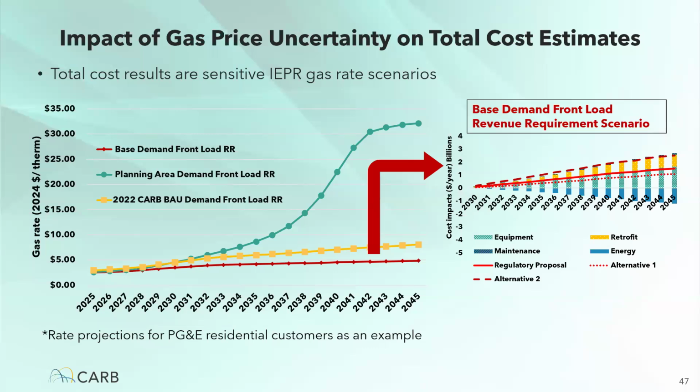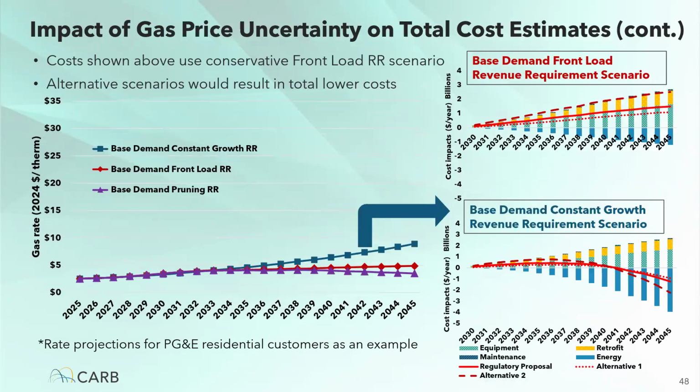So this slide shows the price trend for three major demand scenarios. In the preliminary modeling results shown here, we illustrate the most conservative scenario, the baseline case, which is the base demand front-loaded revenue requirement scenario, which assumes the highest future gas price. Using this conservative scenario, the proposed regulation resulted in a net overall cost for end-use consumers. Next slide.